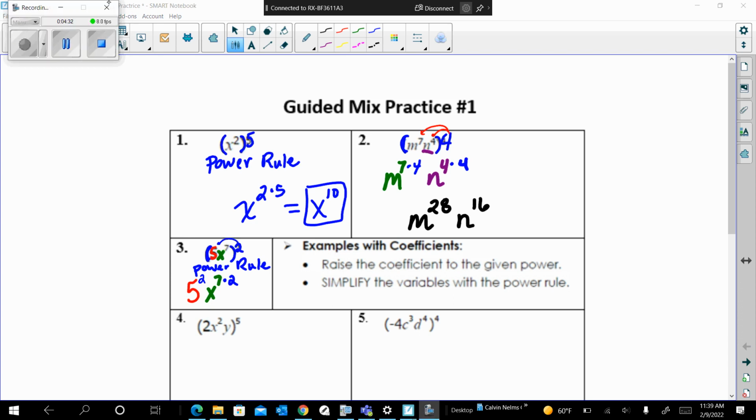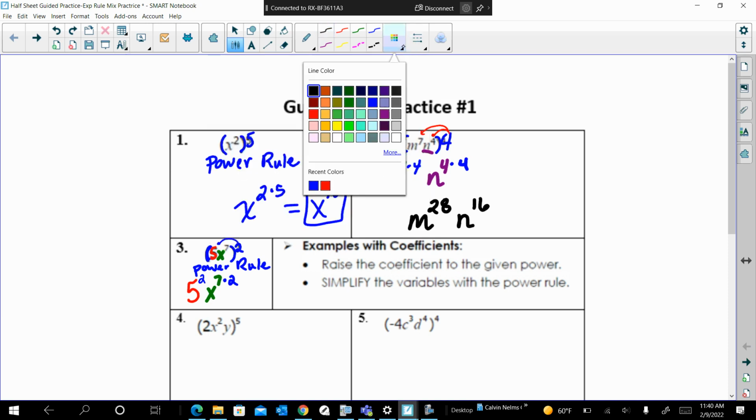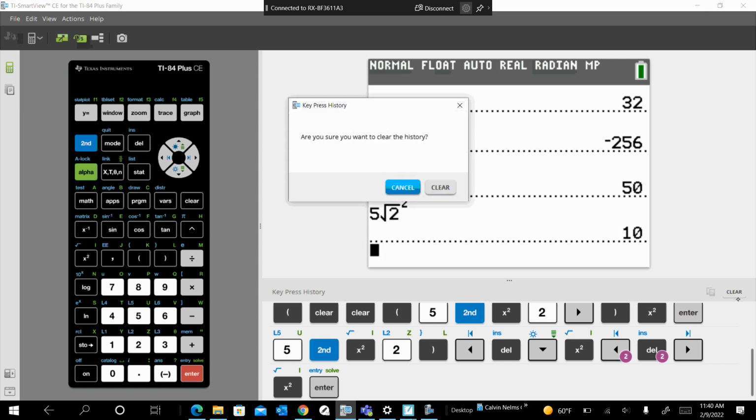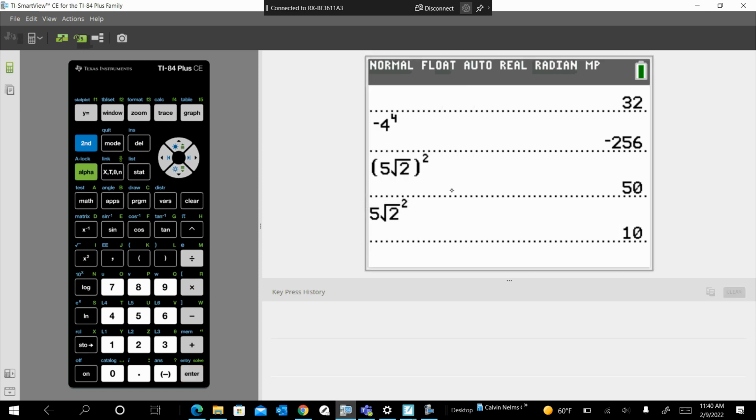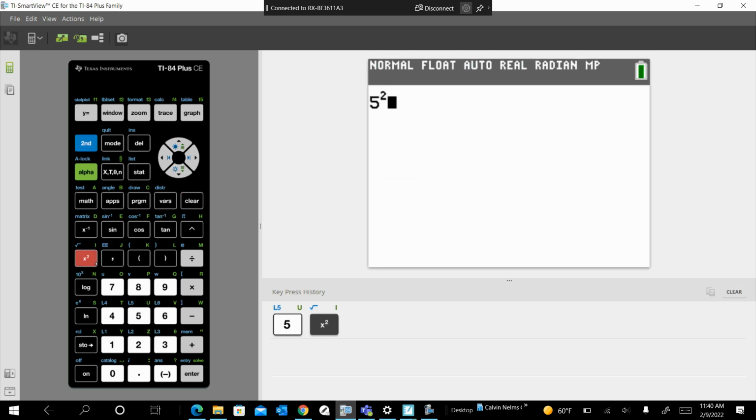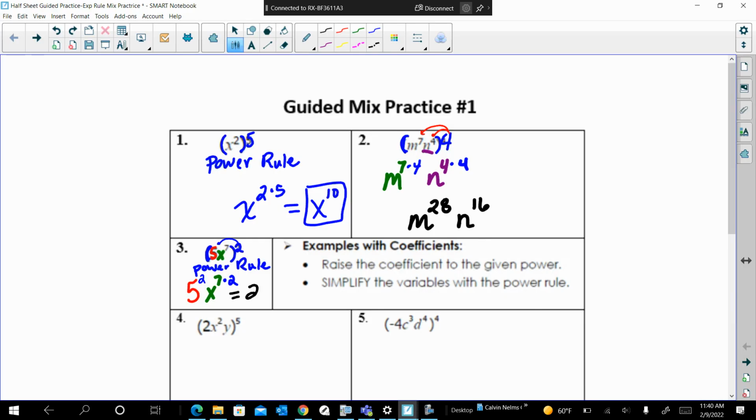25, yeah, it should be 25 as your new coefficient, because 5 squared, and if you weren't too sure, you just put 5 times 5. Let me clear this out so I can start over. All right, so 5 squared is 25. The simplified answer would be 25x to the 14th, because you're doing 7 times 2.